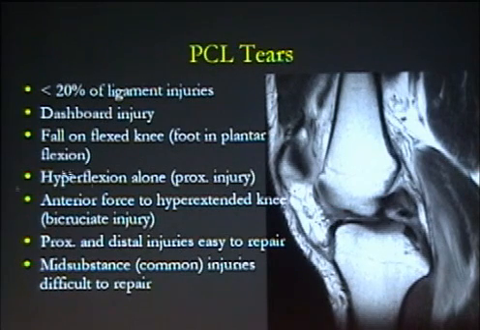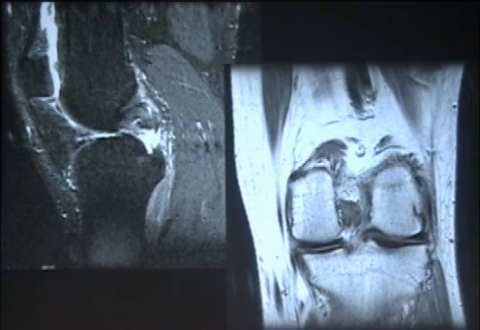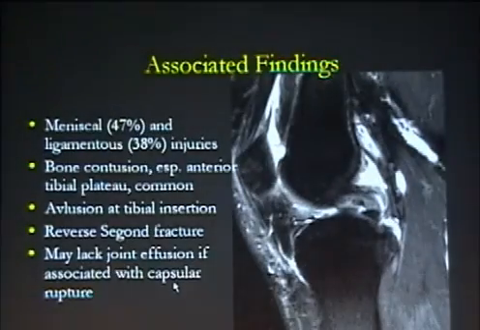Multiple different potential etiologies of injury. Proximal and distal injuries of the PCL are easy to repair. However, mid-substance injuries are difficult to repair. Unfortunately, most injuries to the PCL are mid-substance, so they can be difficult to repair. Again, a mid-substance injury. Here we see fluid in the substance of the posterior cruciate ligament.